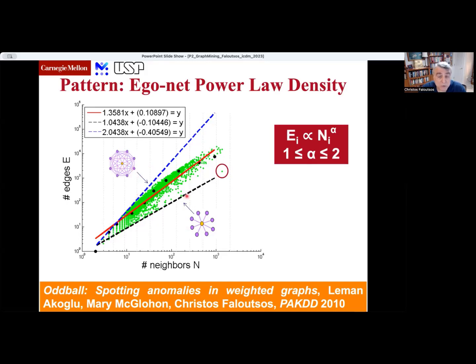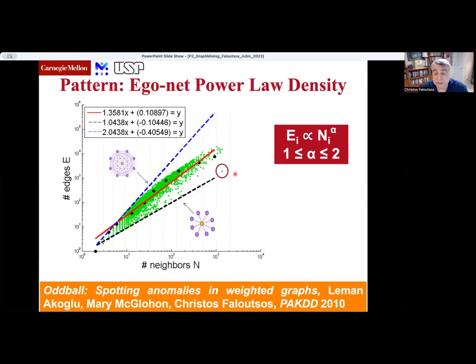Notice that most of the actual nodes are neither stars nor cliques. They're somewhere in between. A line fits reasonably well. A line with slope 1.3 fits reasonably well. On the average, every green point is the average of its neighbor of a bucket, right?